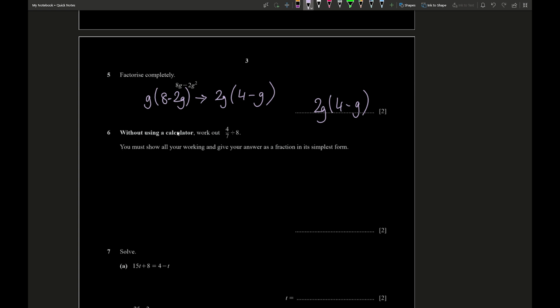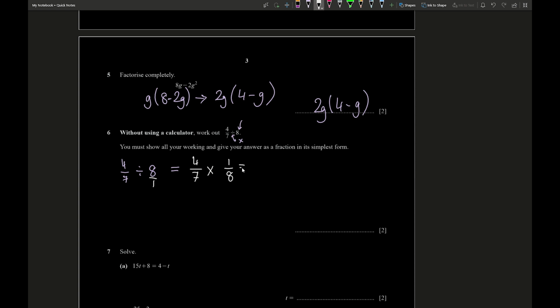Now answer question number 6. Without using a calculator, work out 4 over 7 divided by 8. You must show all your working. Now, when it comes to division and fractions, you just flip the fraction of the second term and then replace the division operation with a multiplication operation. So 4 over 7 divided by 8 is the same thing as 4 over 7 multiplied by 1 over 8. We just flip the fraction of 8 over 1, which would be 1 over 8, and then replace the division operation with a multiplication operation.